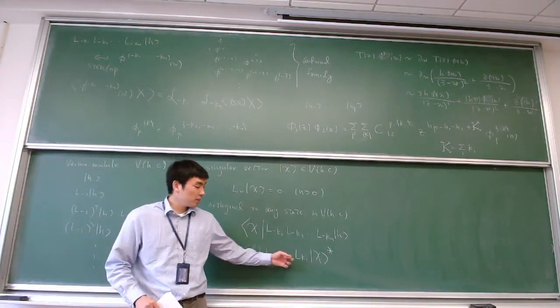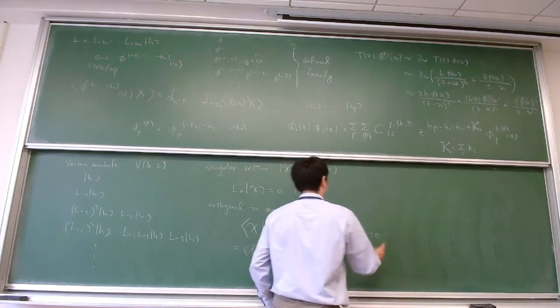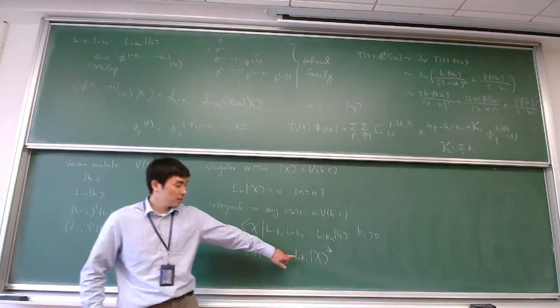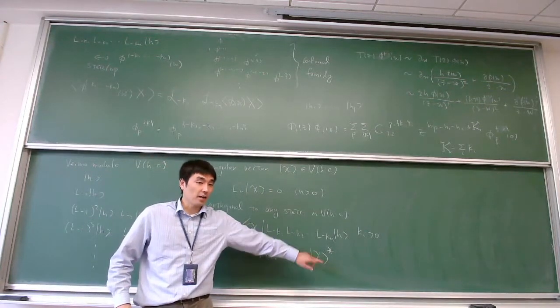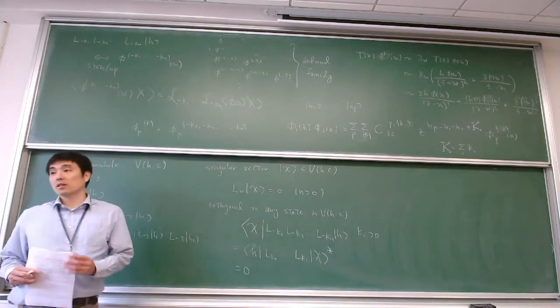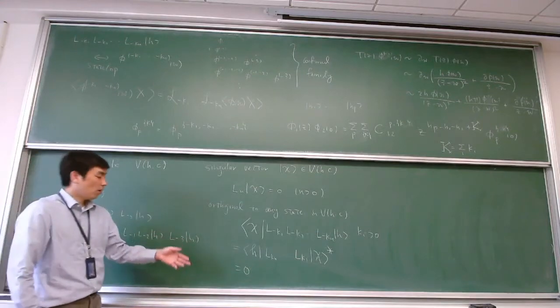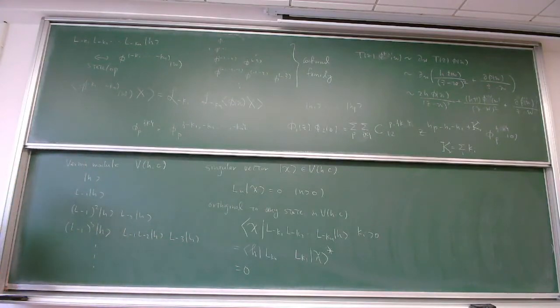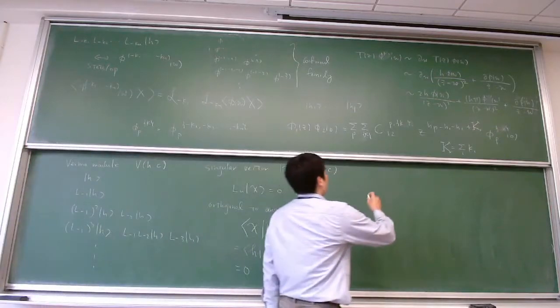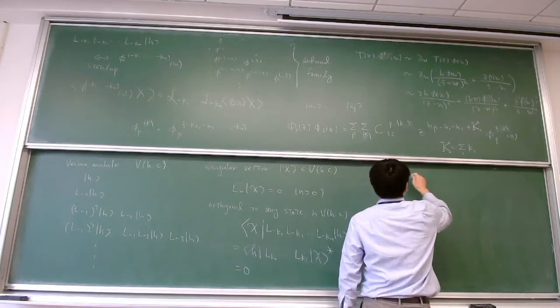Here the k's are all assumed to be positive. So therefore, this guy annihilates chi, right? So this is 0. Therefore, the singular vector is orthogonal to all states in the Verma module. And in particular, the inner product of chi with chi is equal to 0. So this is called a null state.